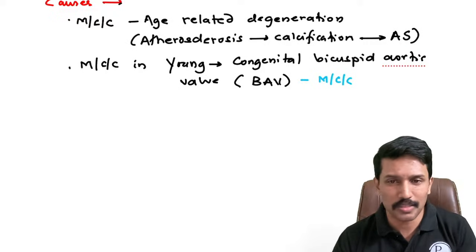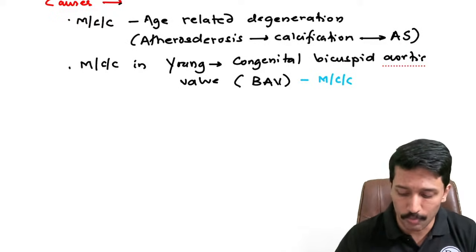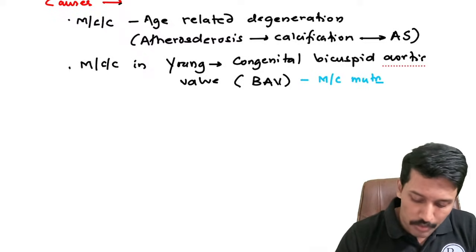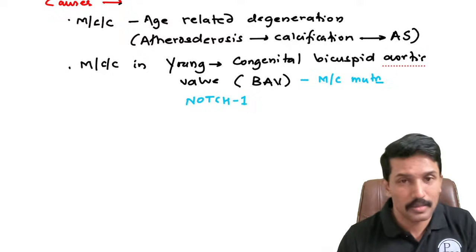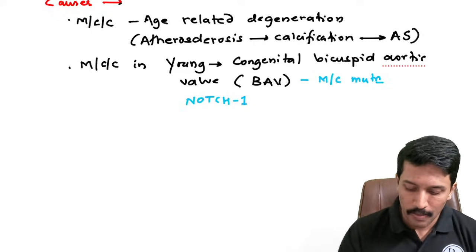Of course, mutations may be responsible. There are so many mutations responsible, but among them, the most common mutation responsible for this congenital bicuspid aortic valve is mutation in a gene called Notch1. This is an important MCQ point as well for the MCQ based exams.